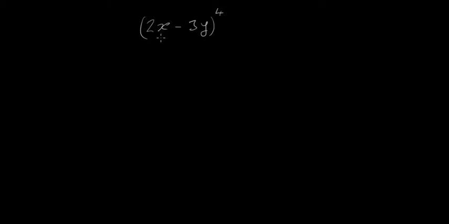You could say take 2x minus 3y, multiply it by 2x minus 3y, multiply your answer by 2x minus 3y, and again multiply it by 2x minus 3y. That's going to be quite big and it's going to take quite a while to do. So what we're going to do is look at using Pascal's triangle to expand this expression here.